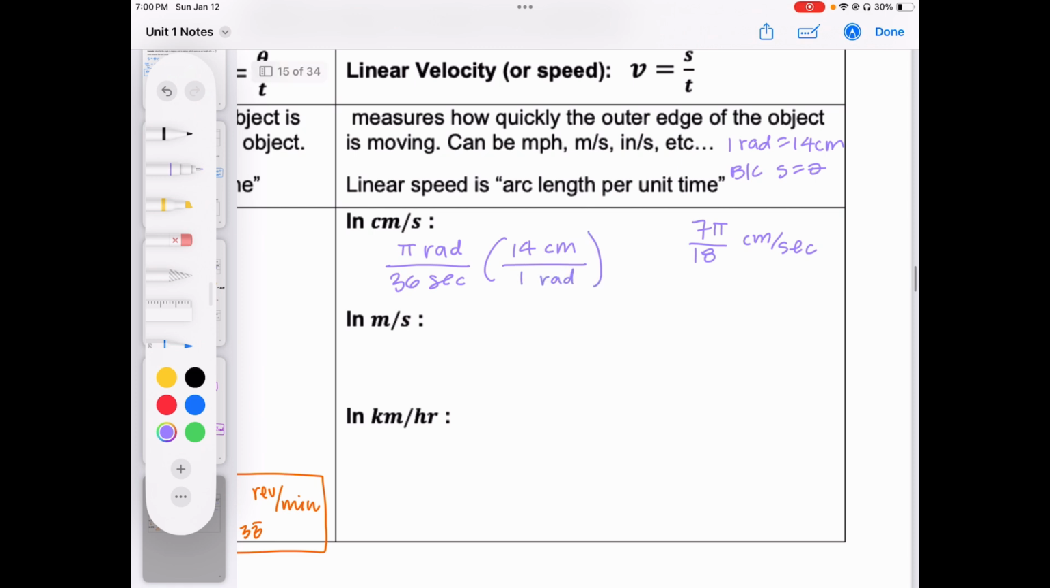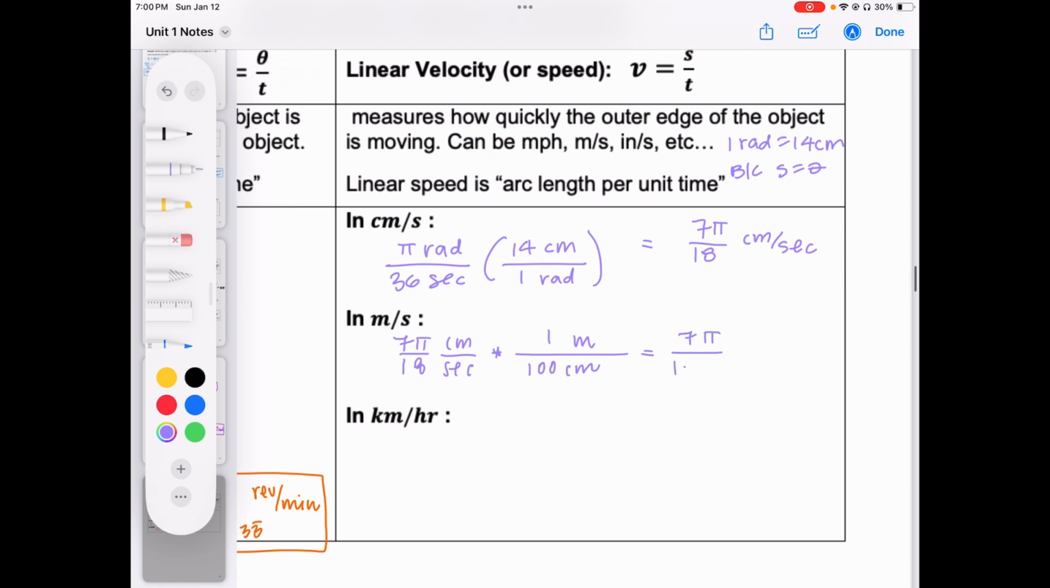Okay. Now, in meters per second, all we need to do is convert from centimeters to meters. So we'll do a quick unit conversion. We have 7 pi over 18 centimeters over seconds. And there are 100 centimeters in 1 meter. Everything else is still fine. We can simplify and get 7 pi over 1800, right? So that denominator is getting much larger.